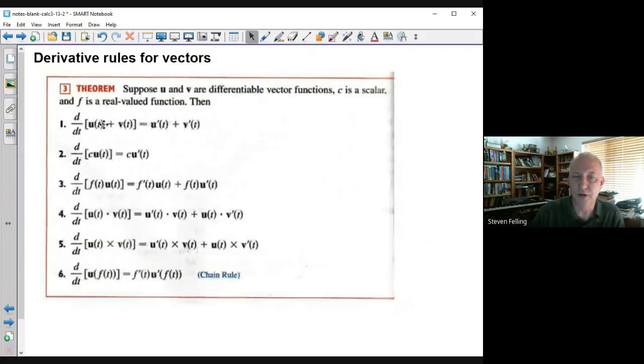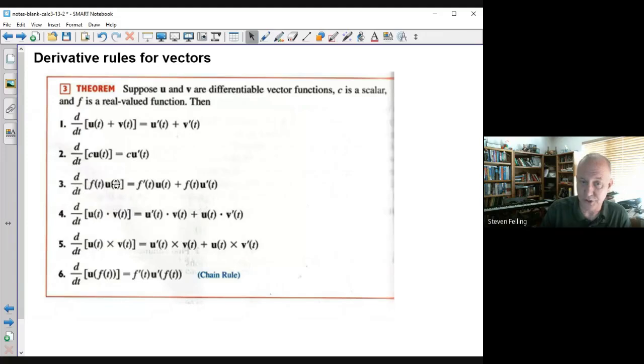So if you have two vector functions that you're adding, and you take the derivative of the sum of the vector functions, you can take the derivatives of each thing separately. So just like with derivatives, if you do adding and subtracting, you can do terms individually, right? If you have a constant, it can move inside or outside of the derivative operation, just like with regular functions.